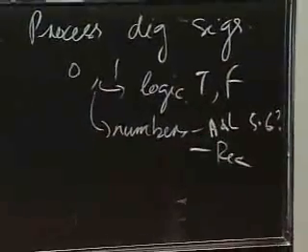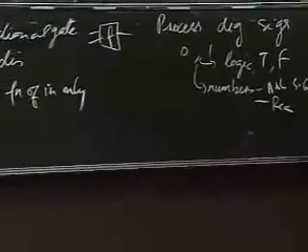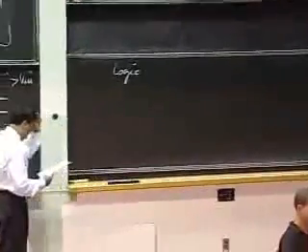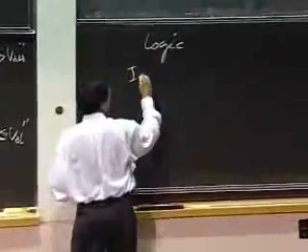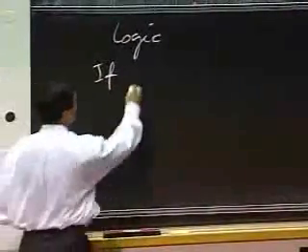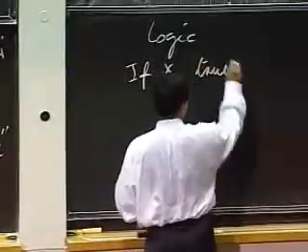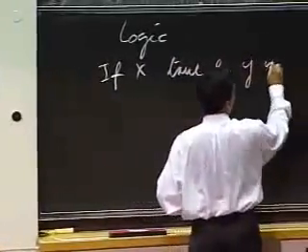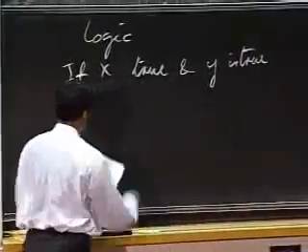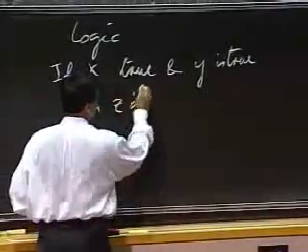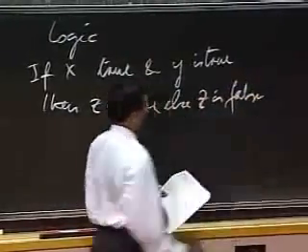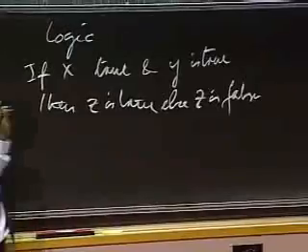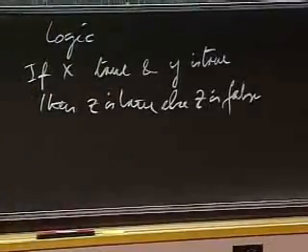Okay. Let me spend some more time talking about Boolean logic, two-valued logic, and how to process these systems. One way of processing it is using logic statements of the following form. If X is true and Y is true, then Z is true, else Z is false. So this is a logic statement.